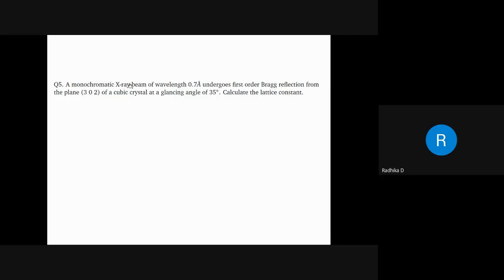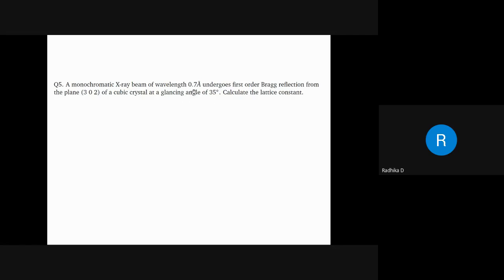A monochromatic X-ray beam of wavelength 0.7 angstrom. So you can write X-ray, lambda 0.7 angstrom. First order diffraction, so n is equal to 1. From the plane, so the plane given, Miller indices HKL, 302. And next, very important point, it's a cubic crystal.